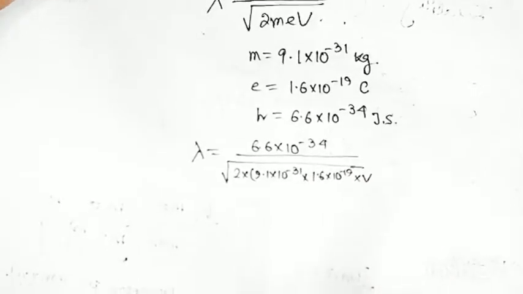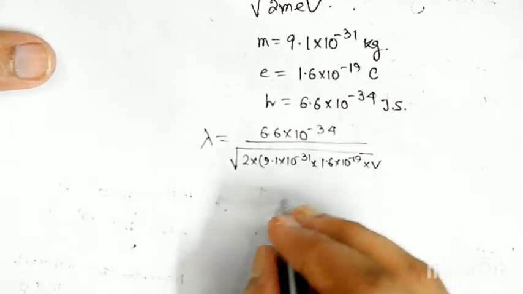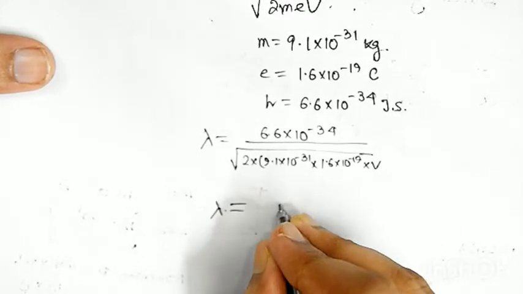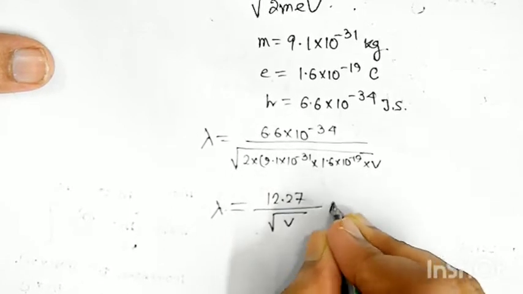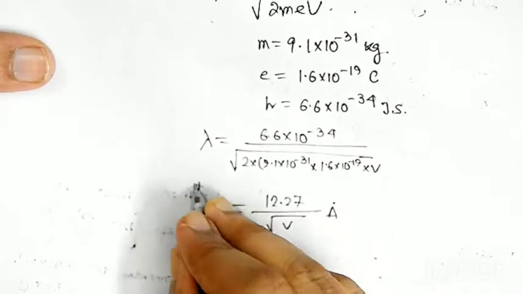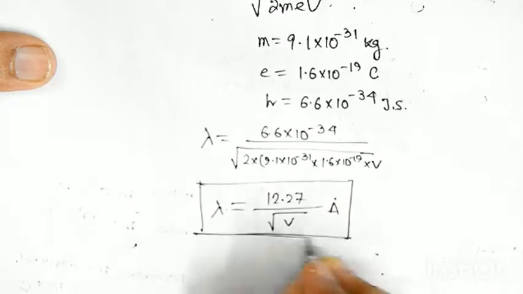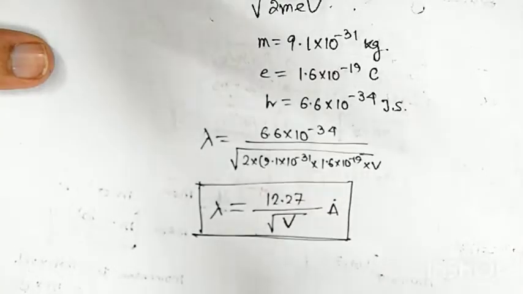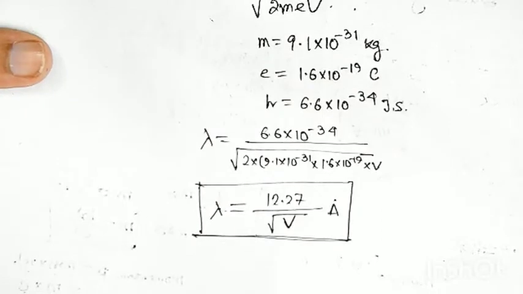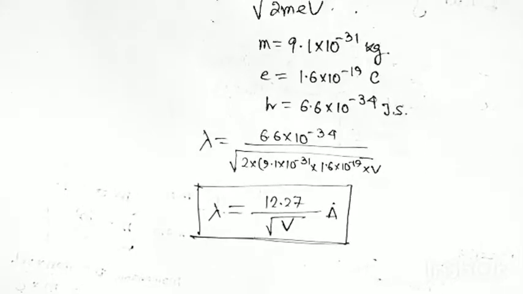If I just calculate these things in a calculator, I will get this value. It is 12.27 by root over the potential difference we are applying to the electrons, in Angstroms. Clear? So this equation is very important. We will see very soon why.